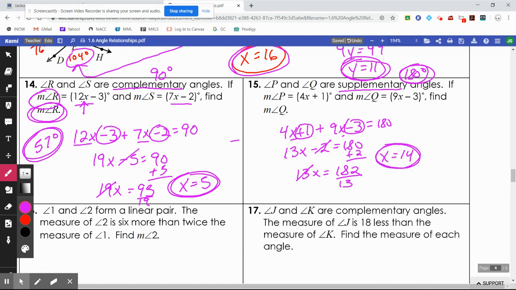But again, always look and see what you're asked to solve for. We're looking for the measure of angle Q. So therefore, you're going to take that 14 and plug it in. 9 times 14 is 126, minus 3 is 123 degrees when you plug that 14 in for x.